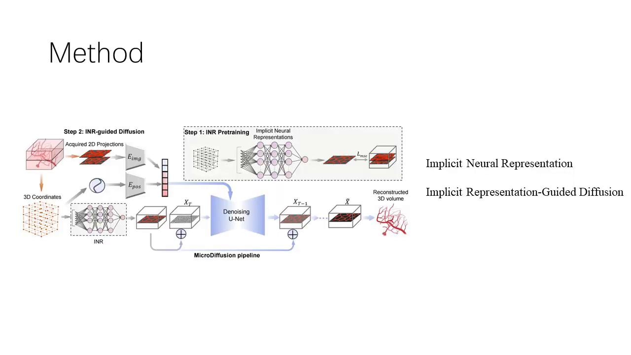Our approach has two main components: implicit neural representation, INR, and implicit representation-guided diffusion. First, we pre-train an INR to create initial, rough reconstructions. Next, we use 2D projections and 3D coordinates for classifier-free guidance in the MicroDiffusion process, integrating the INR output with the noisy images to guide the diffusion.